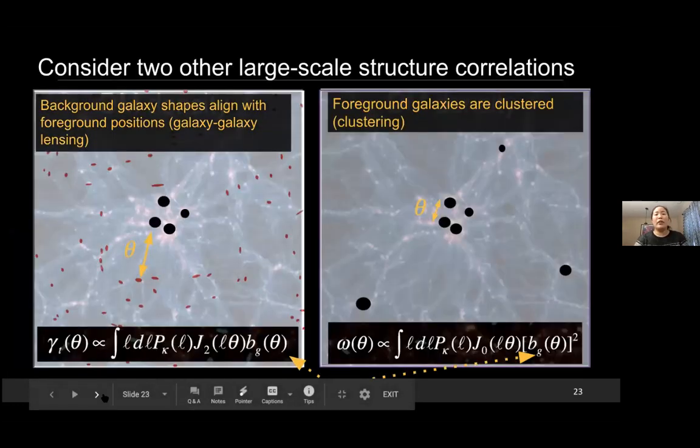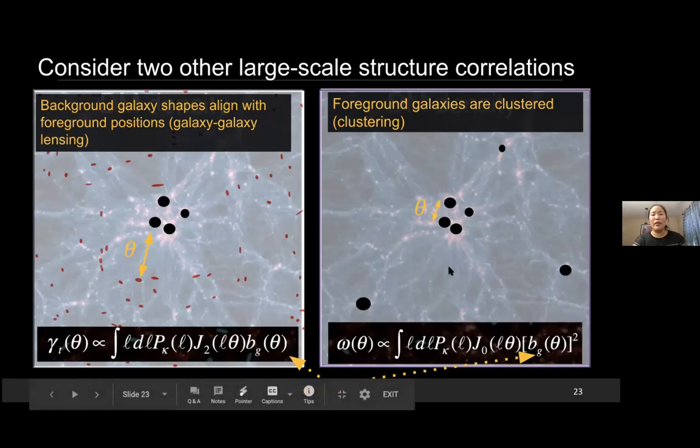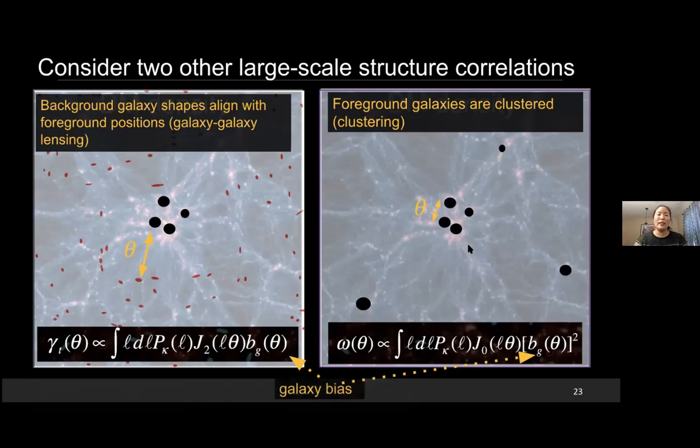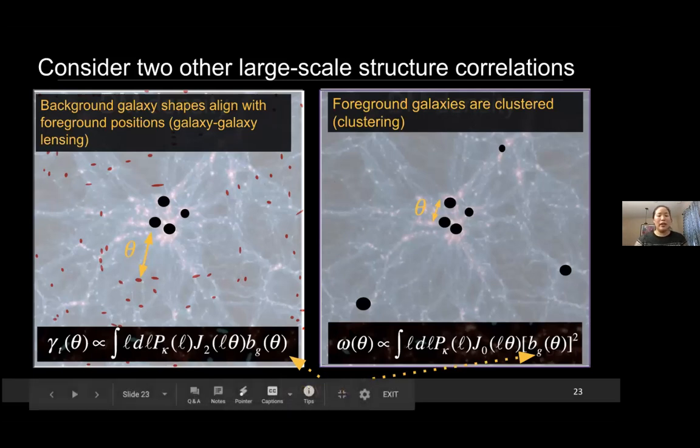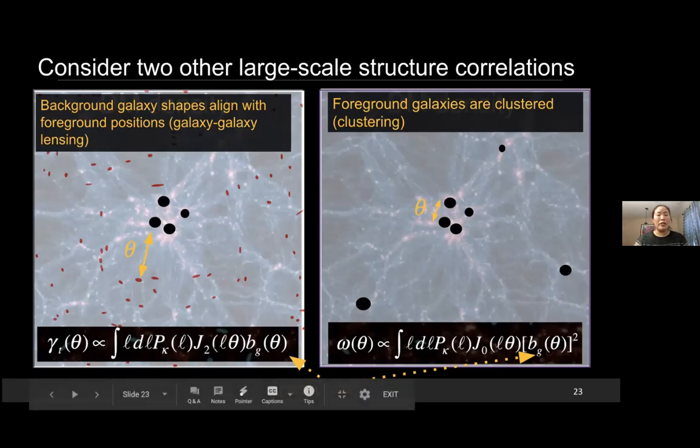And there's also two other large-scale structure correlations. I know many of you here work on galaxy clustering. So this is the correlation between positions of galaxies. And then there's also something I mentioned before, which is the correlation between foreground positions and the background shapes. And that's known as galaxy-galaxy lensing. And these two quantities are, very similarly to the cosmic shear, related to the underlying matter power spectrum. But there are some different factors entering into these two types of correlations.